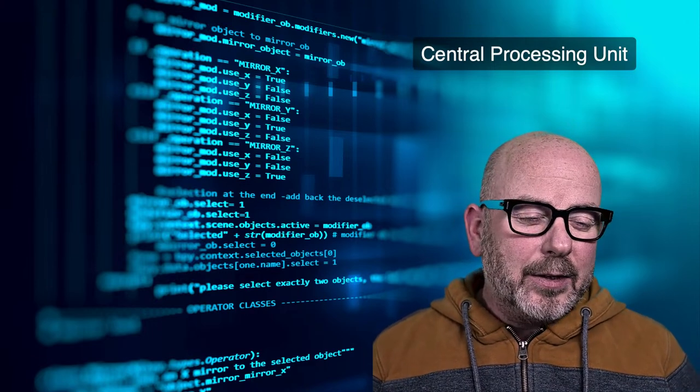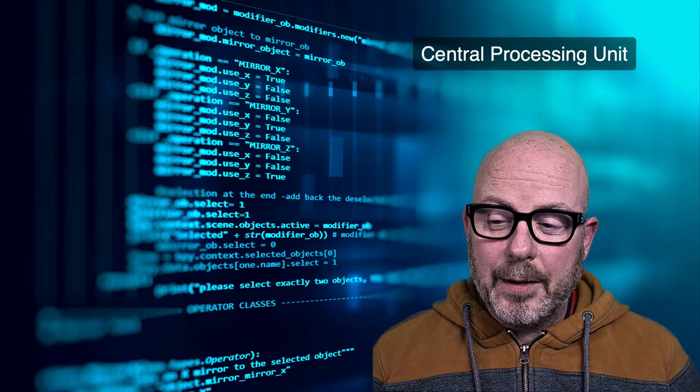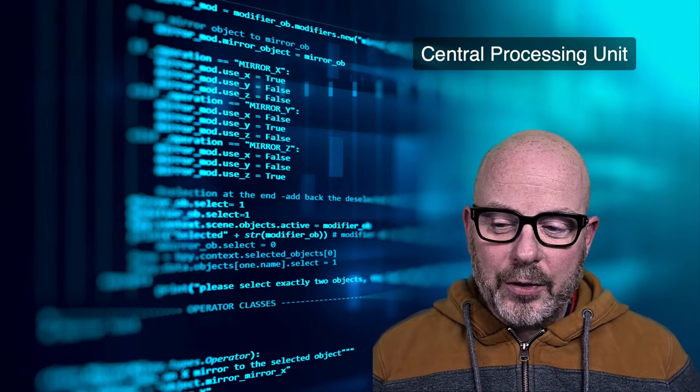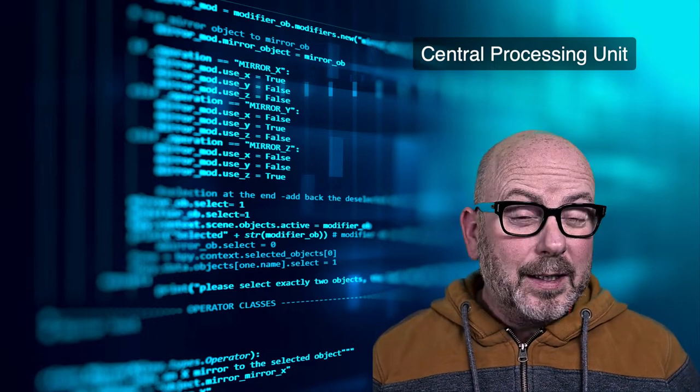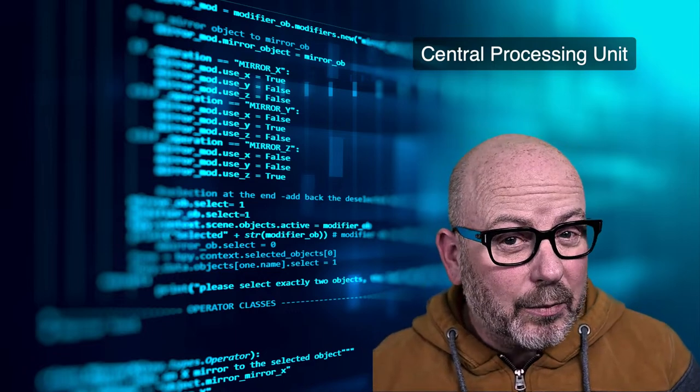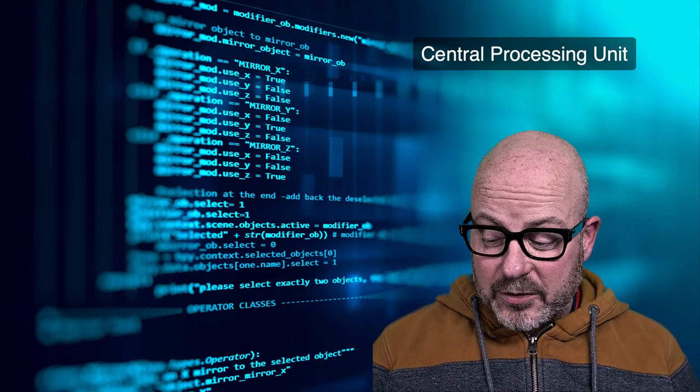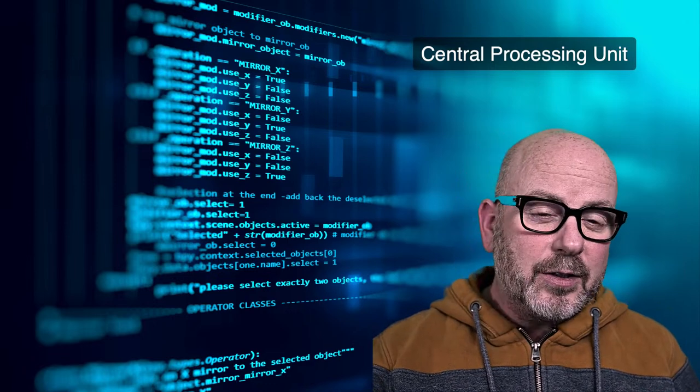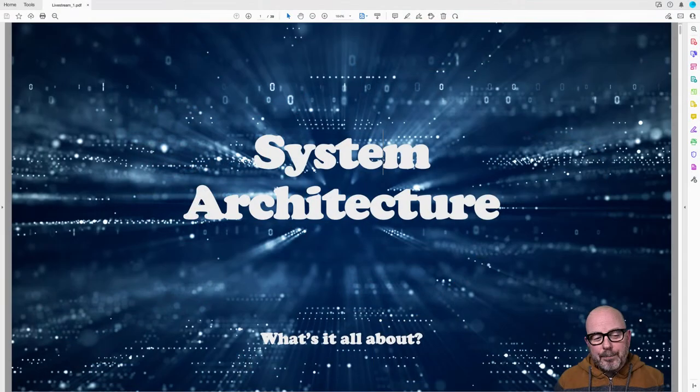Today's plan is system architecture. It is the first thing on the specification. And it's a challenging one, and it's often one of the first sets of questions in the exam as well. So let's jump into the presentation I've made for you.